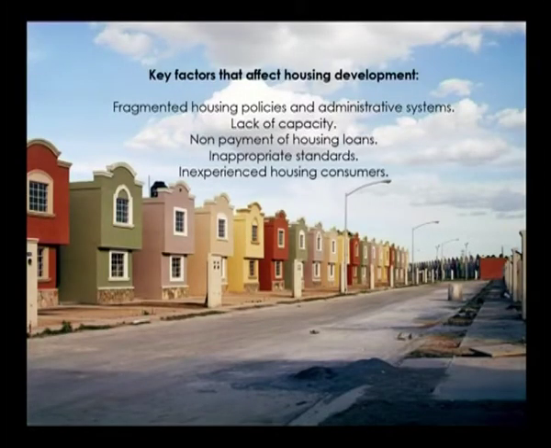Now, looking at some of the key factors that affect housing development, especially in developing countries, one would be the fragmented housing policies and administrative systems. All these points which you look at have already been studied in the previous chapters.